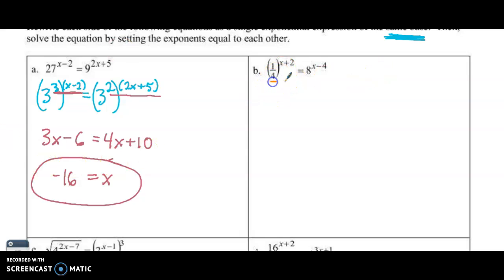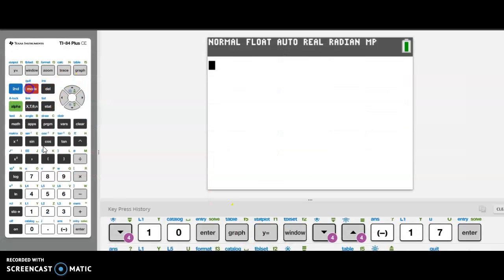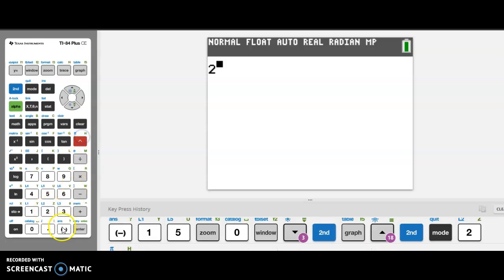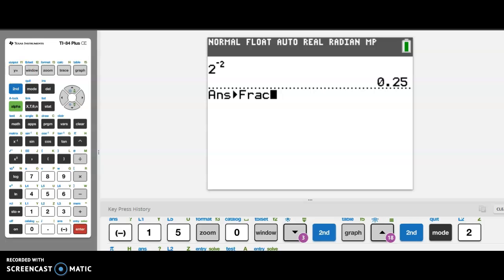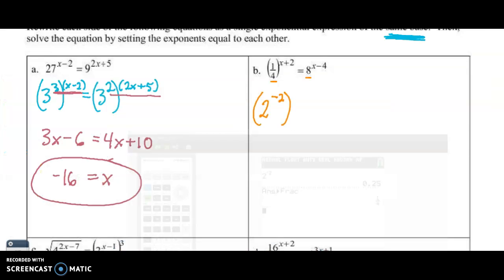Is there a common base between the 1/4 and the 8? And the correct answer is 2. Now you might be confused on how to get a base of 2. Well, if you ever want a fraction as a base, you just make sure you have a negative exponent. And then 2 squared gives me 4. And if you're confused, use a calculator. Is it true that 2 to the negative second power equals 1/4? Sure is.